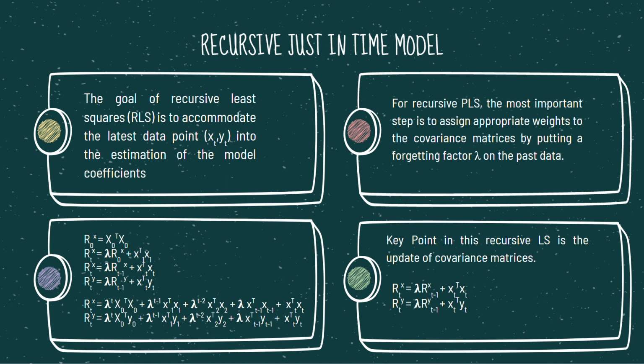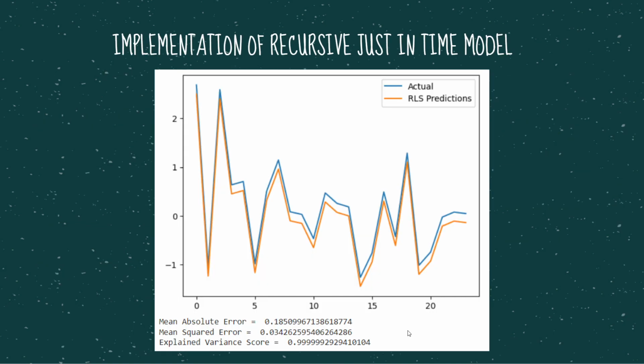Recursive just-in-time model. The goal of the recursive least squares algorithm is to accommodate the latest data point x, y into the estimation of the model coefficients. For recursive least squares, the most important step is to assign appropriate weights to covariance by putting a forgetting factor on the past data. This is done in the following way, where we apply the lambda parameter to the old parameters and add the new input data. These are the results produced by the implementation of recursive least squares, a recursive just-in-time model, on the daily demand forecasting dataset.